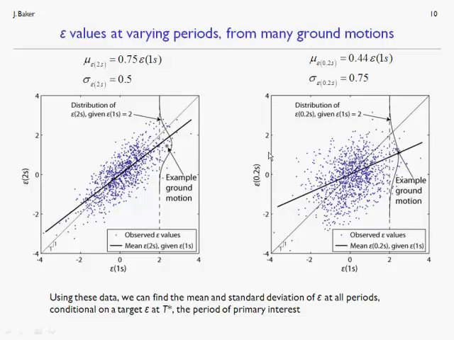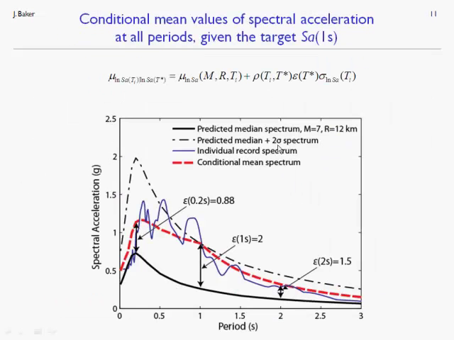So in this case, the correlation coefficient is 0.44. So the mean epsilon at 0.2 seconds is 0.44 times the epsilon at 1 second. So if we had an epsilon of 2 at 1 second, that would mean that our mean epsilon at 0.2 seconds would be 0.88. Okay, so we could repeat this whole process at all periods and come up with mean epsilon values at all of these periods conditional on the knowledge of epsilon at 1 second.